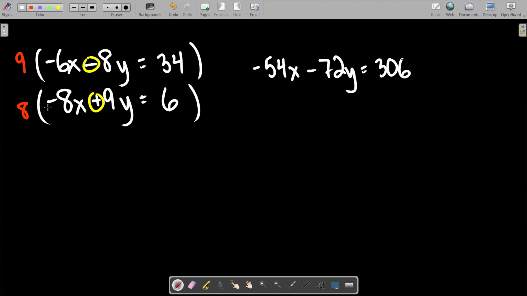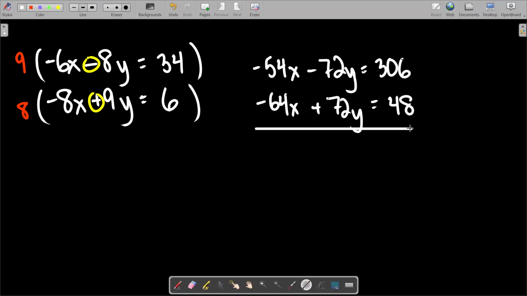Let's do the bottom row. What's 8 times negative 8? These numbers are getting a little big. What's 8 times 9? I kind of knew that was going to happen, right? That's kind of the whole point, to make those numbers the same. And then, I need a calculator for this one. What's 8 times 6? 48. And now I can draw my line.